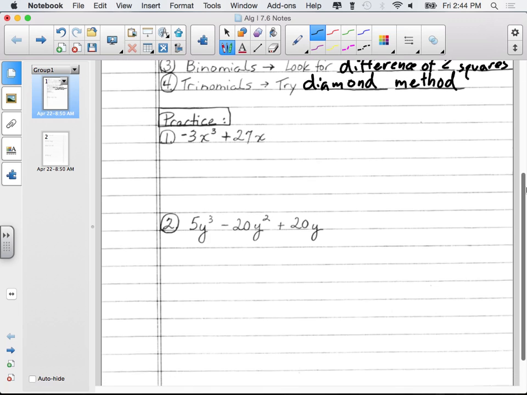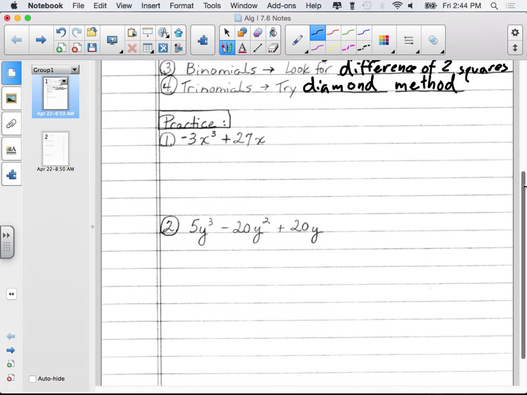So, number 1, negative 3x cubed plus 27x. Always look for a GCF first. So can we factor anything out of that one right away? 3x. And if we factor that out, what are we left with? Negative x squared plus 9.